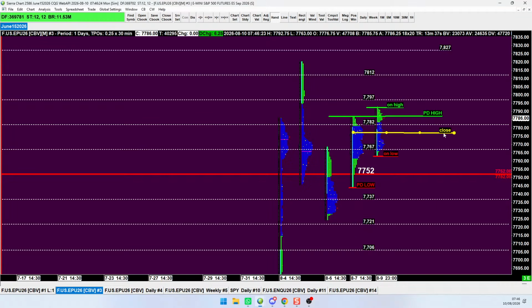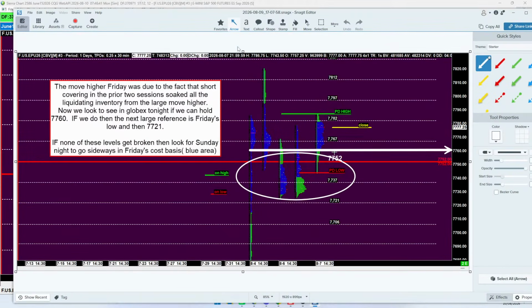Yeah, it's really weird. So, yesterday, I went and posted this in the room. Hang on, if you don't mind, I'm just gonna drag this over. Yesterday, before Globex started, I dragged this into the room and I said, if we don't break 77.60, we're just gonna go back and forth here. Now, how did I know that?